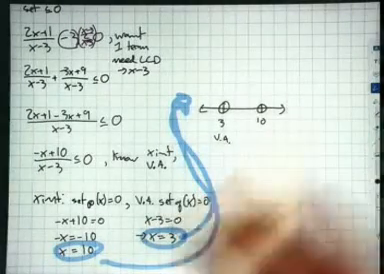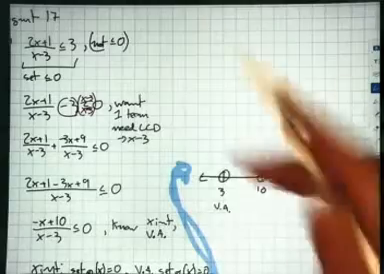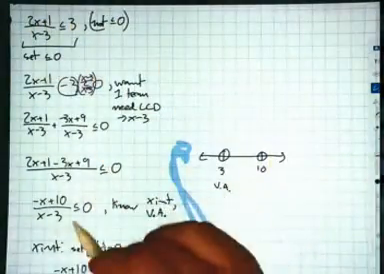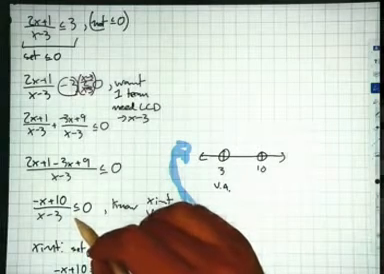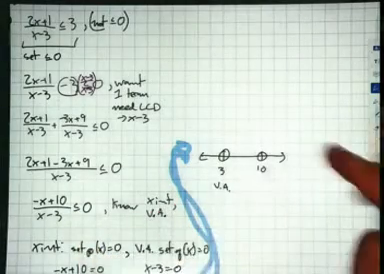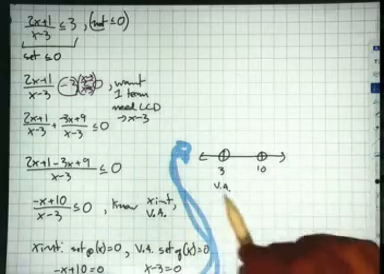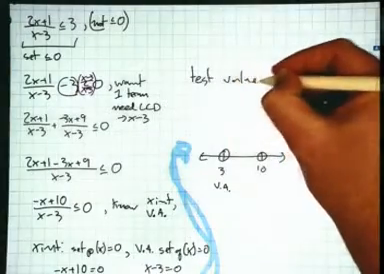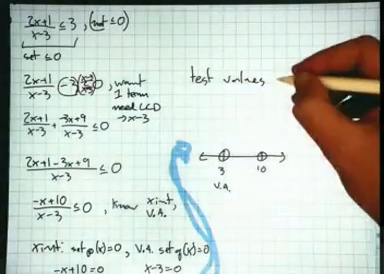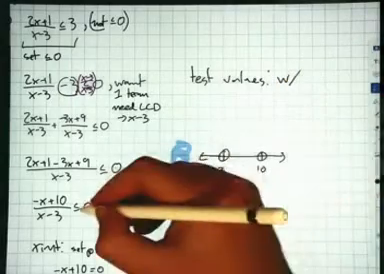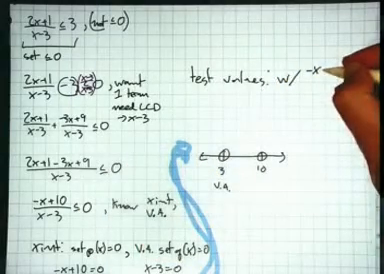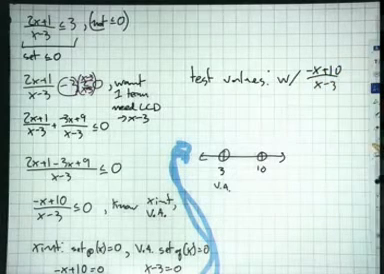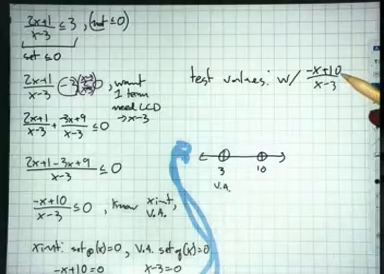Now, going back to the original function, we want to know when it was less than or equal to 3. When we move that 3 over and combine everything, we want to know when is this less than or equal to 0. So we're going to go through and test values that are in these intervals. And we're going to test values with this function down here, negative x plus 10 over an x minus 3. We're going to test our values with this function.